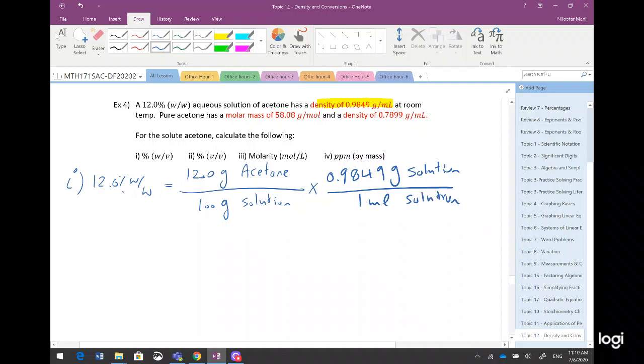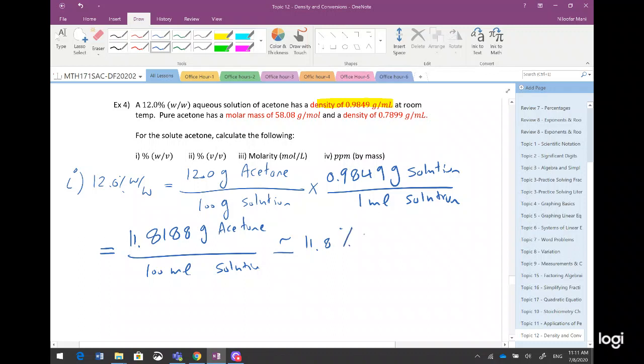Okay, which is 11.8188 gram acetone over 100 milliliter of solution, which I can round to 11.8 W over V. See, I start from W over W. I don't need to do anything for the top. I just change the bottom.